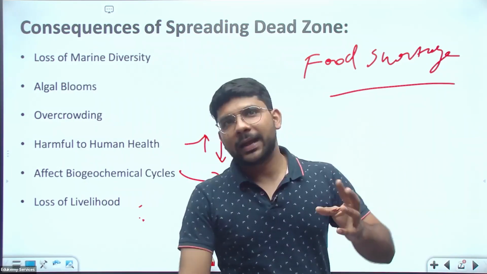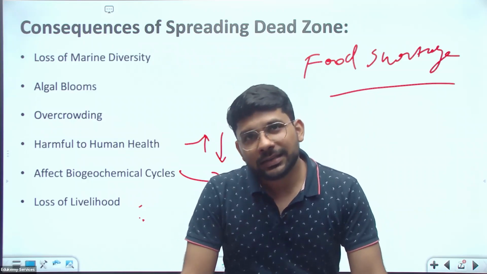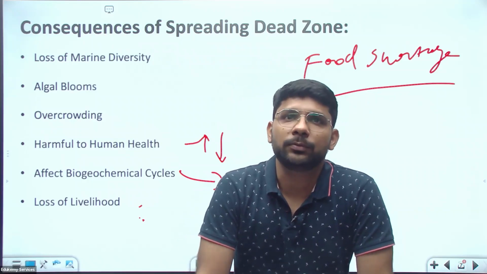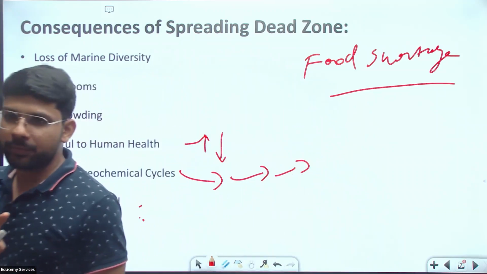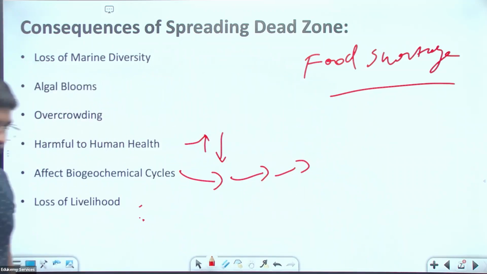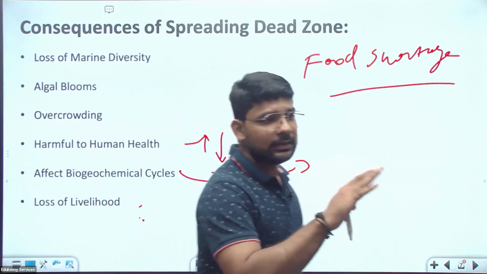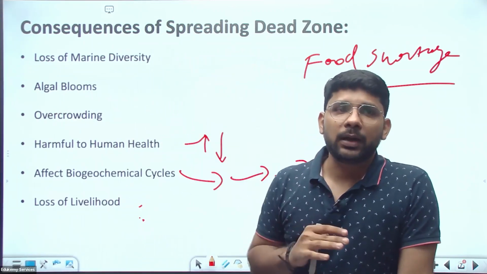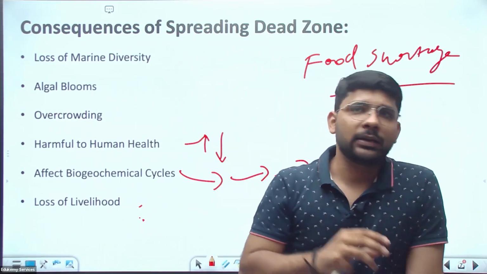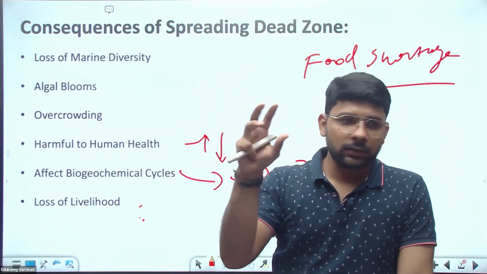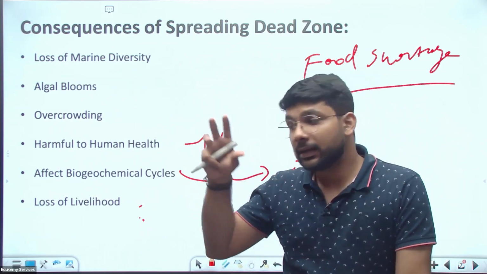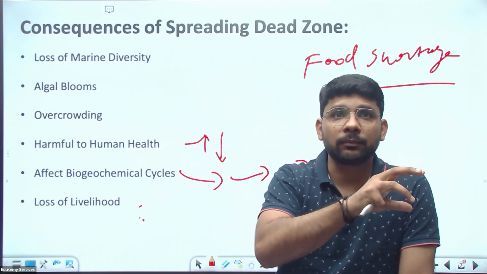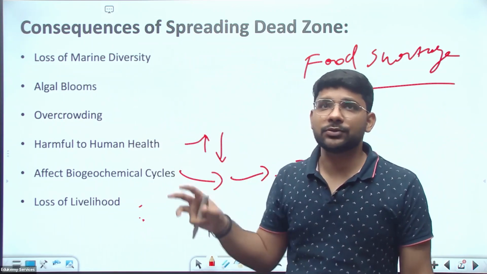So we need to write each perspective here, the consequence of spreading the dead zone. I hope that is clear to everyone here. Okay, so this is the introduction part and the body part. In the body part, we discuss two areas: one is the reason behind the dead zone, and the second is the consequence of spreading the dead zone.